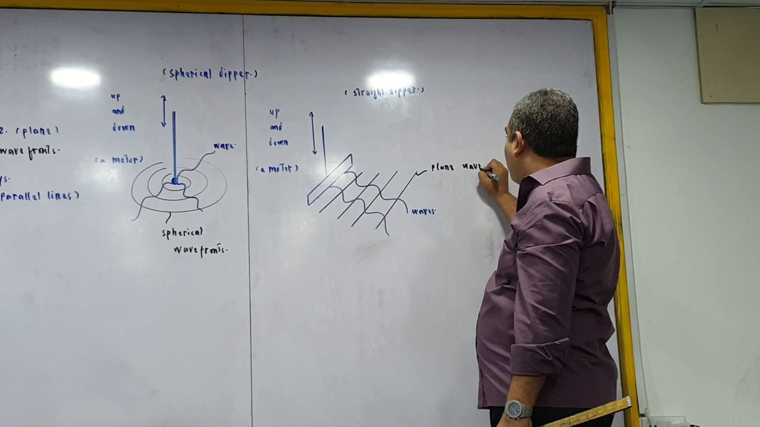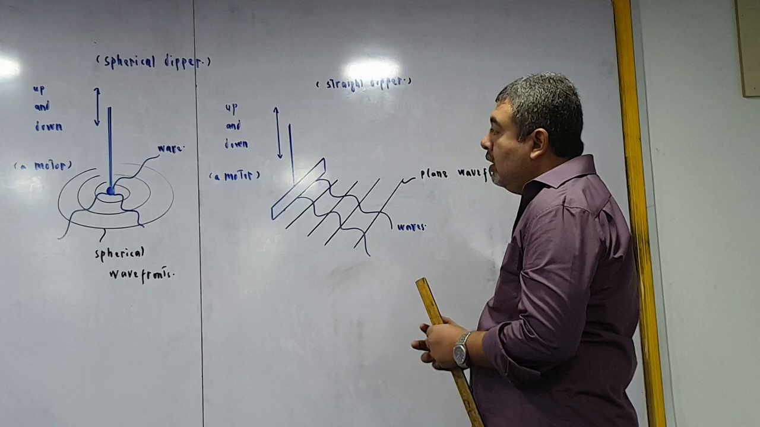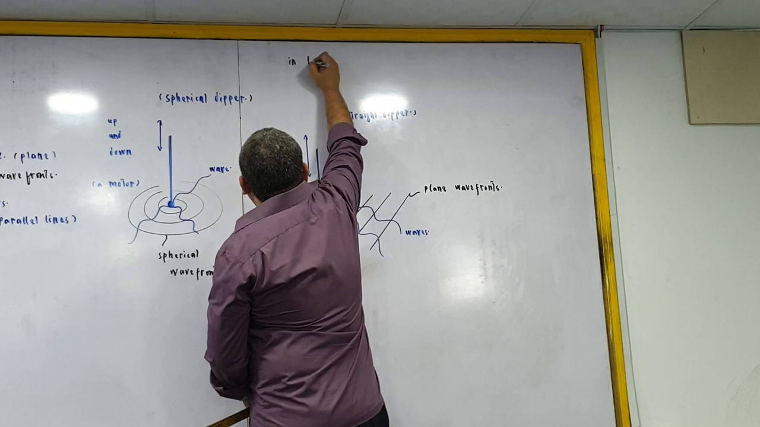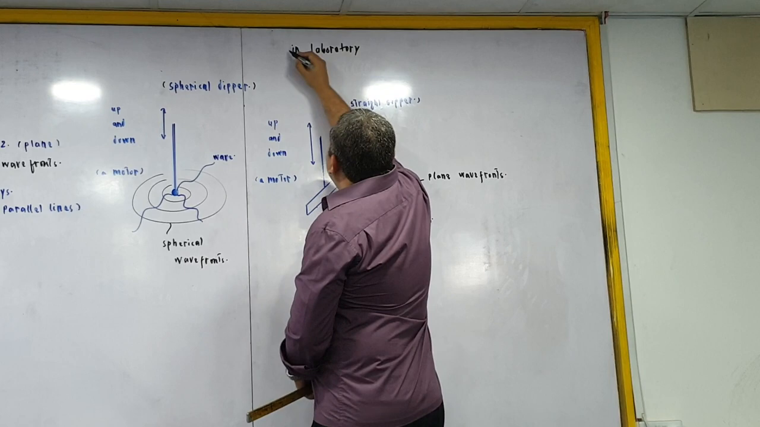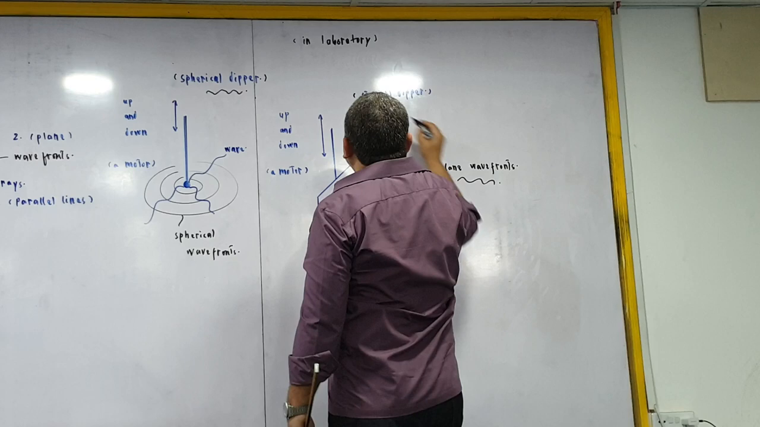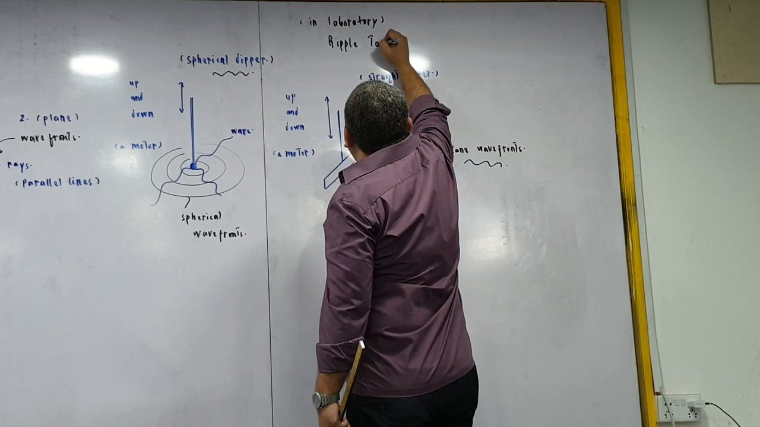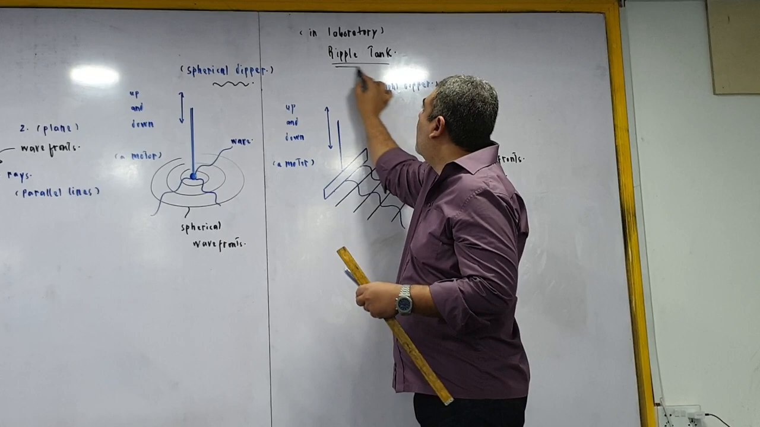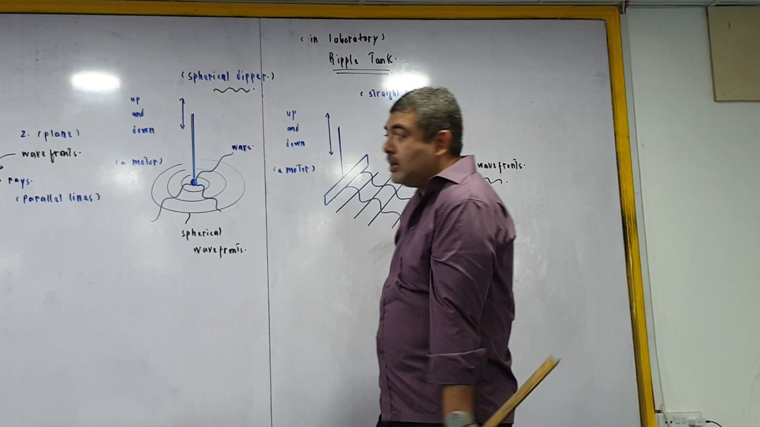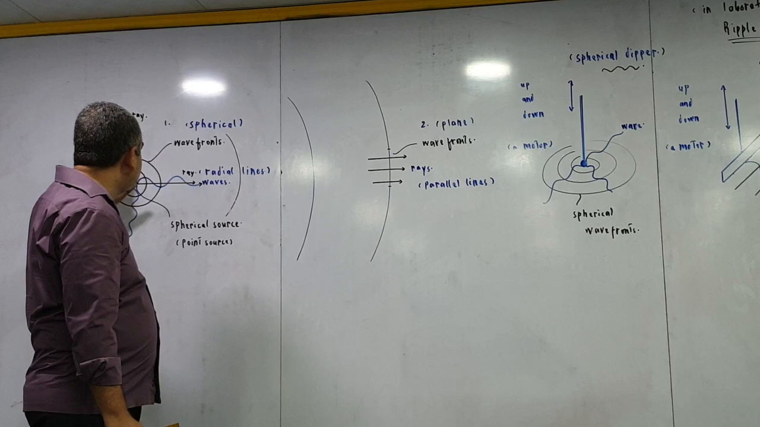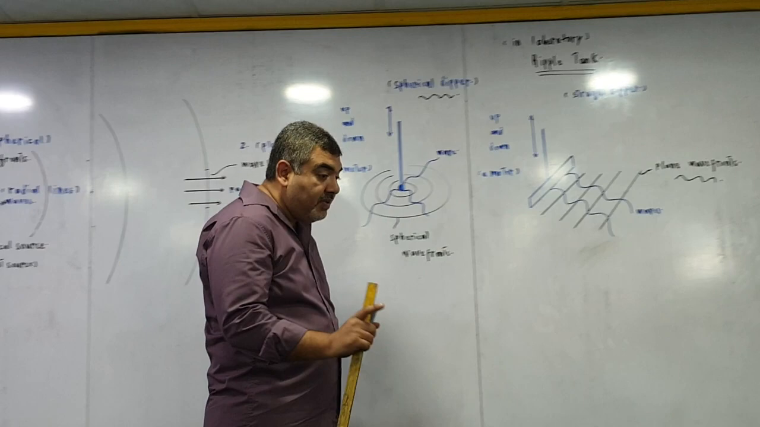So these plane and spherical wavefronts can be generated in the laboratory using what? In the laboratory, we can produce these spherical and plane wavefronts using a ripple tank. We can use a ripple tank to form these spherical and plane wavefronts. But the complete concept, if we link it with light, is that with a spherical source, plane wavefronts are not generated directly.